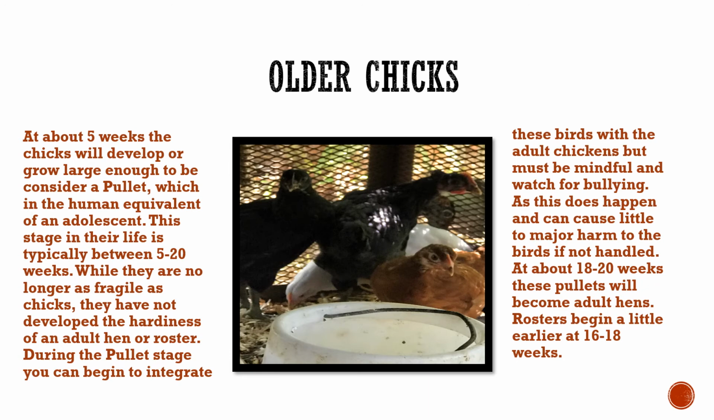At about 18 to 20 weeks, these pullets will become adult hens. Roosters will begin a little earlier, and they're typically between 16 to 18 weeks. You'll start to hear them, I hate to say cock-a-doodle-doo, but that's what a lot of us call it. They'll start to make those sounds, and you'll be able to tell that they're definitely roosters. They resemble them more, a little quicker than the hens will show.